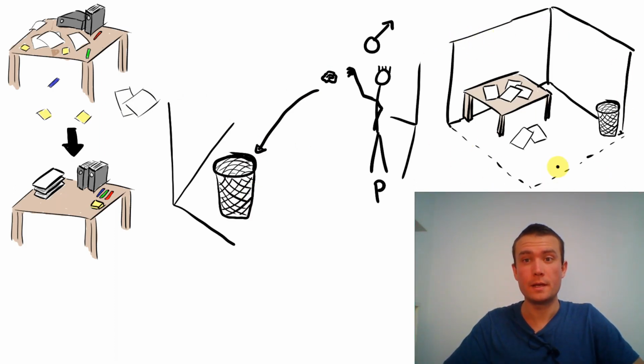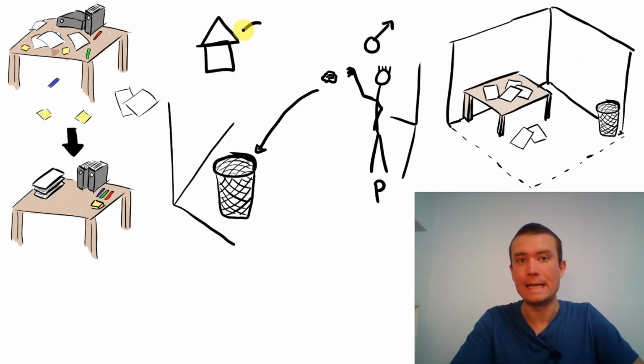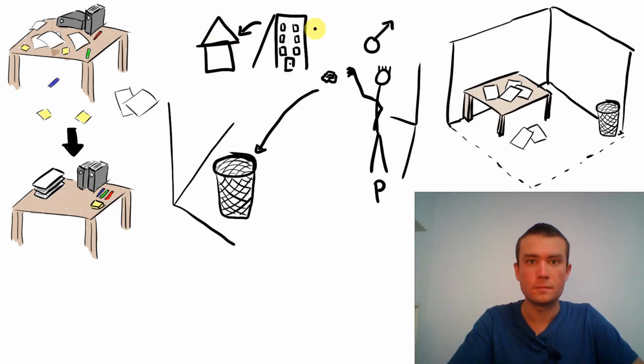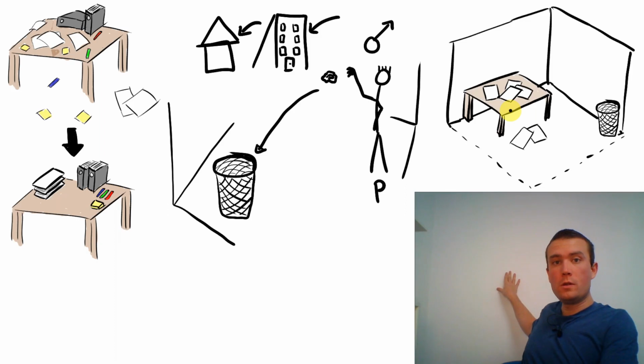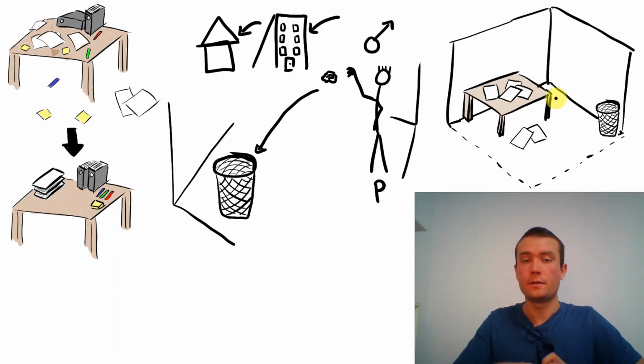This room is Philip's office. A room in a house or in a building. There are rooms in houses and in buildings. Rooms with walls. This is a wall. You can see two walls. One, two walls of this room.